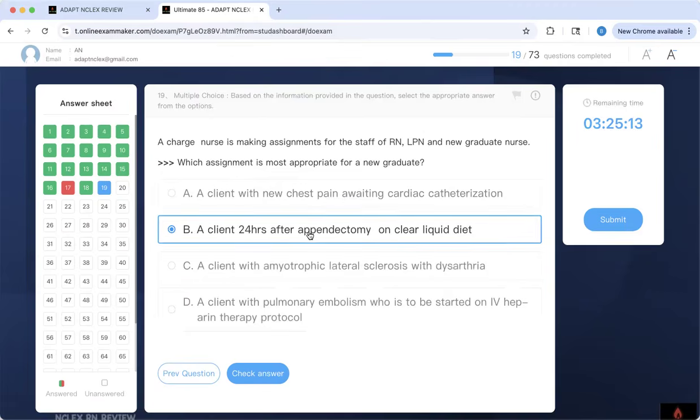I can tell you, this patient, stable, 24-hour appendectomy, eating. Cardiac catheterization, when they come back, they need extensive workup. Amyotrophic lateral sclerosis, dysarthria, that's airway. Pulmonary embolism, a bunch of protocol. New graduate can take care of B.